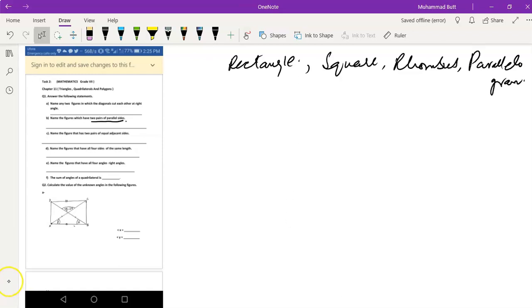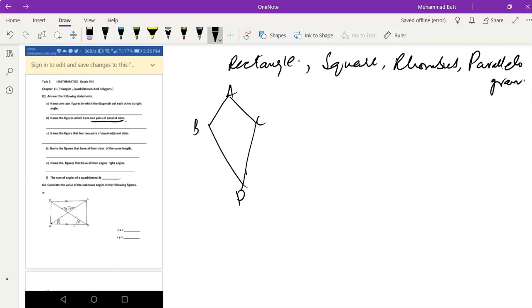Part C, name the figure that has two pairs of equal adjacent sides. We have done this right now before this task, that there is a figure which has two pairs of equal adjacent sides, and this figure is actually kite. Look at this.